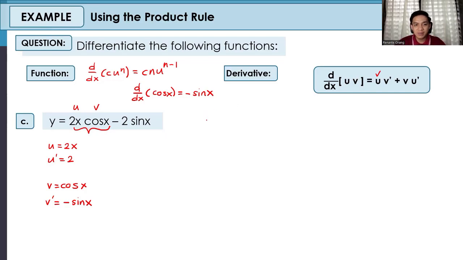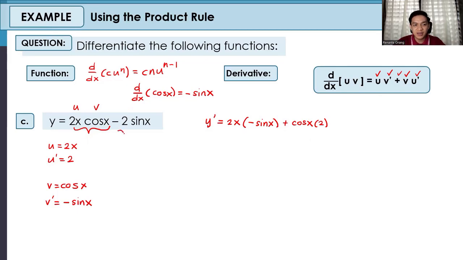U po natin, copy-paste. That is y prime is equivalent to u natin is 2x. V prime, copy-paste natin. That is multiplied by negative sine of x. Plus, so lagyan natin ng plus. V po natin is cosine of x. And then, yung u prime natin is 2. So, we're done in differentiating our 2x cosine of x.